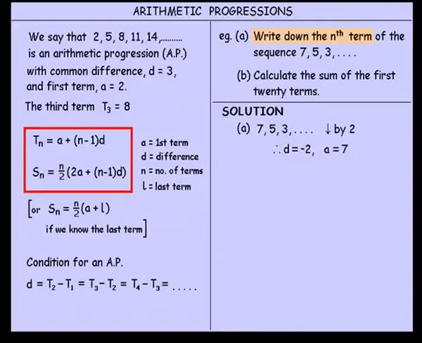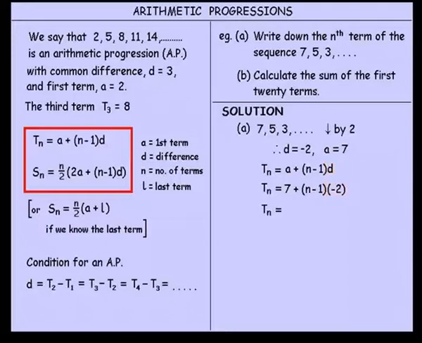And the question wants us to write down the nth term. So there's our term formula. Tn equals a plus (n minus 1) times d, which we can then write as such. And all we've done there is replace the a with 7, and the d, the difference, being negative 2.